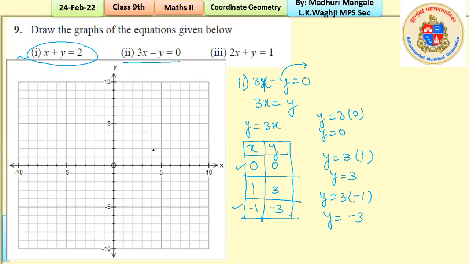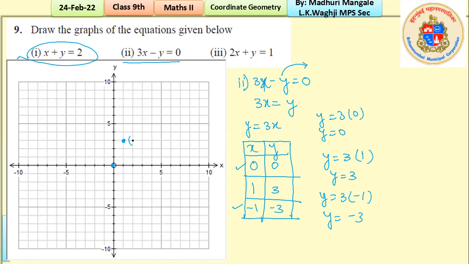Okay, let's plot the points. 0 comma 0. So x is 0, y is 0, that's origin over here. Then 1 comma 3, x is 1, y is 3. Start at x equals to 1 and move 3 units up. So 1, 2, 3 over here. This is 1 comma 3. And then negative 1, negative 3.